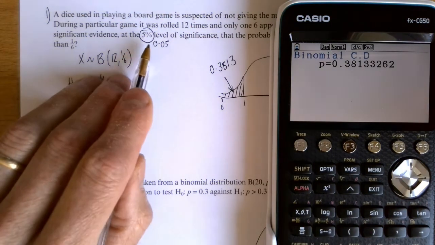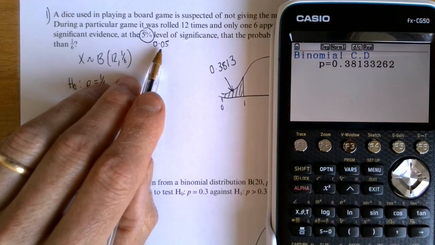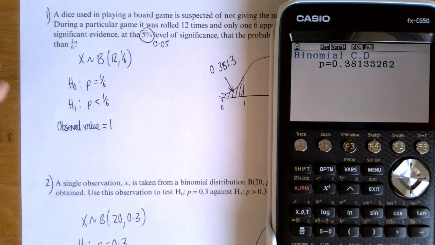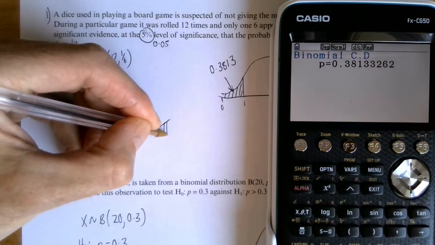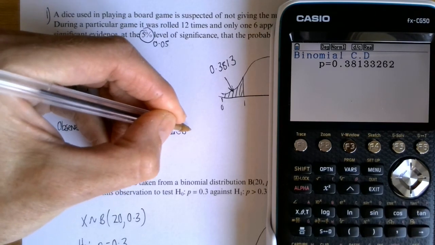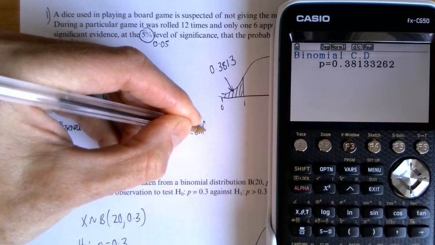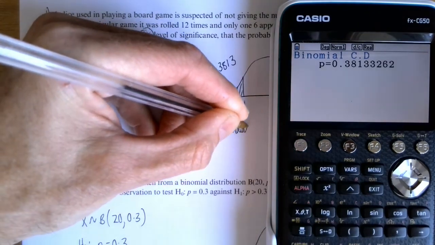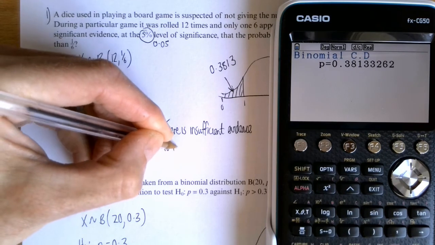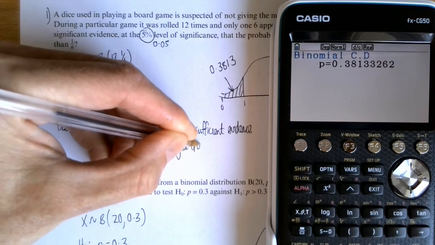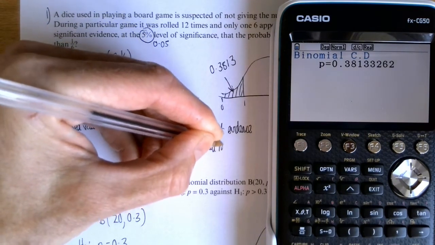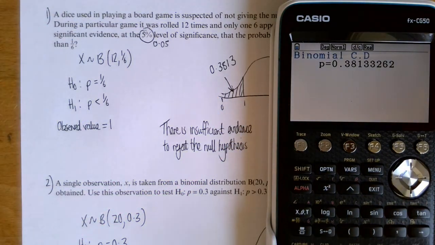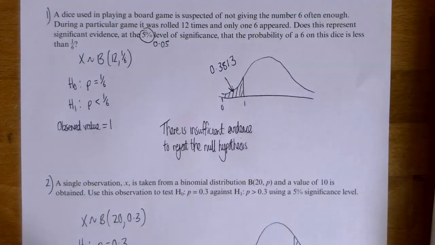0.3813. Now I'm testing at the 5% significance level, so I was checking if it was more or less than 0.05. It's much more than that. So there is, here we go again, insufficient evidence to reject the null hypothesis. Let's have a look at the second one.